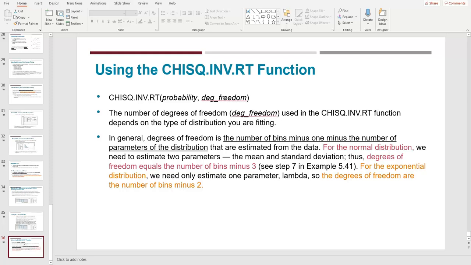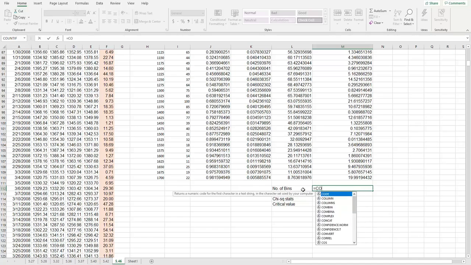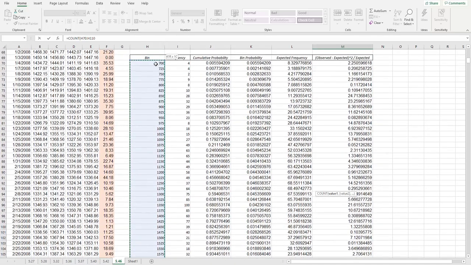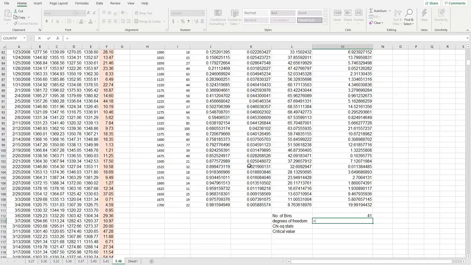Now let's complete our goodness of fit test back in Excel. Now we need to find number of bins, the degrees of freedom, we need to calculate our chi-square statistic, and our critical value. So now number of bins would be count, and then this column right here, which is 41. Now since we are assuming this is a normal distribution, we would do 41 minus 1 minus the two parameters.